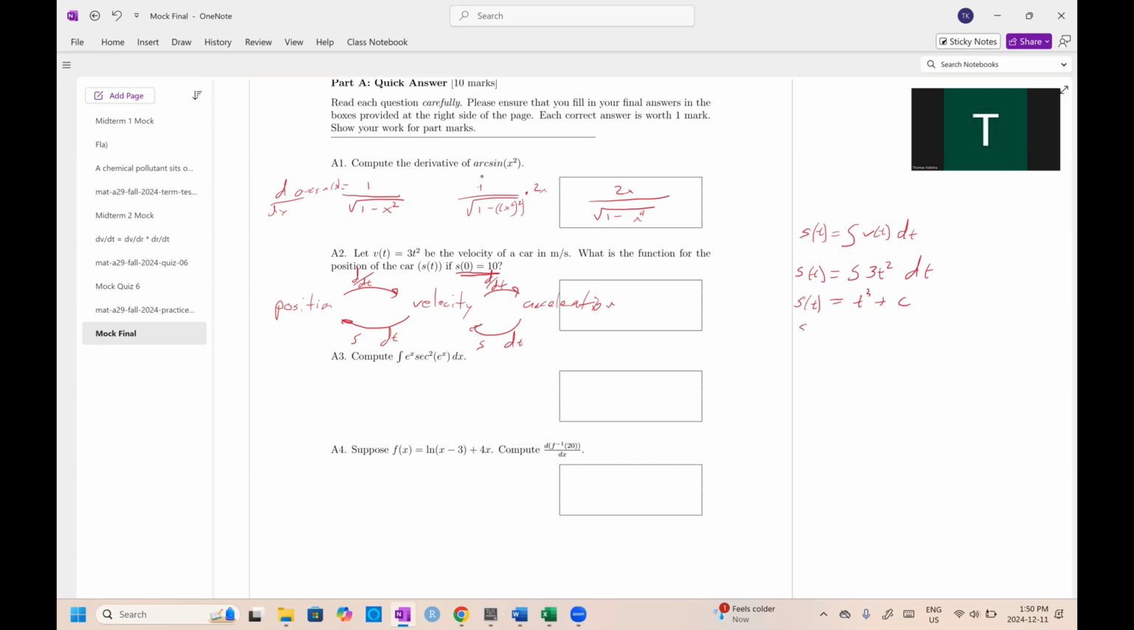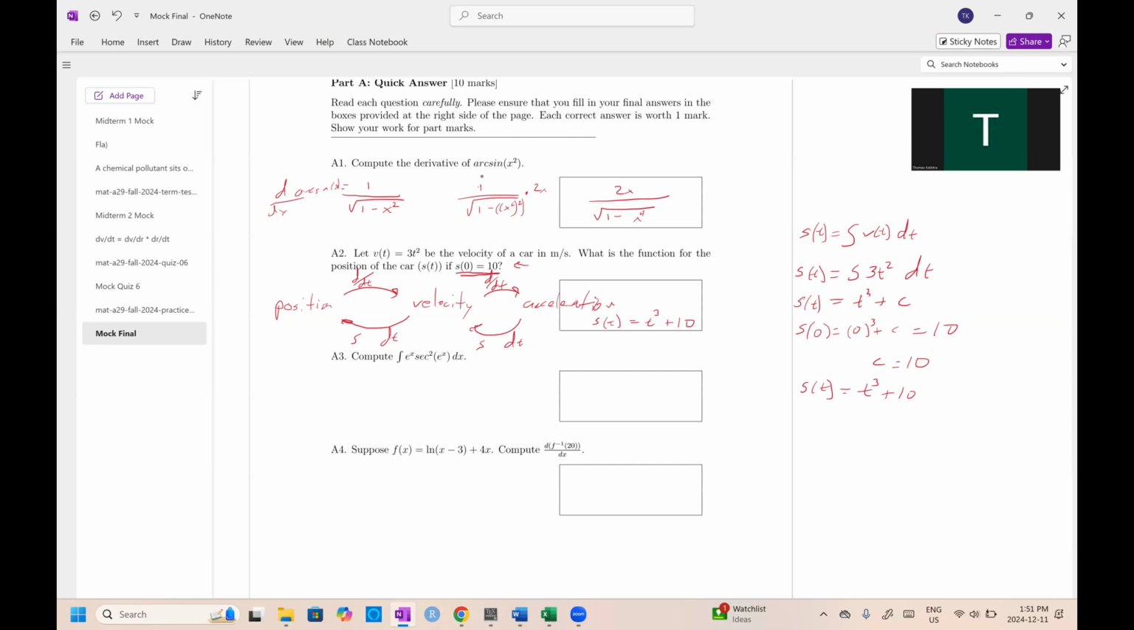Now we're given the condition that s of 0 equals 0 cubed plus c, which equals 10 from our initial condition, which means c equals 10. So s of t equals t cubed plus 10.